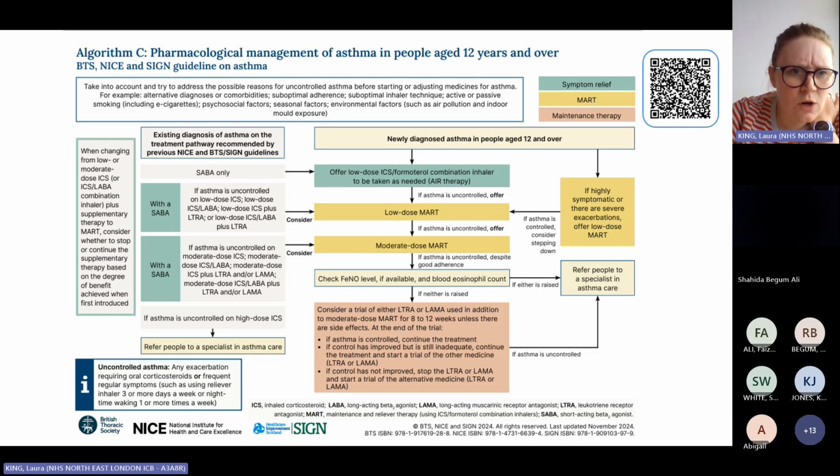Similarly, we've got a flow chart for those who are already at the point of guidelines, because, of course, there are plenty of children with asthma, with an existing diagnosis, from before the new shiny guidelines came out. So it's almost like a switching guide. If they're on salbutamol only, which no one should be these days, we offer AIR therapy. If it's uncontrolled on low dose ICS or low dose ICS LABA, essentially the lower steps, we consider low dose MART. And again, onwards with the relative things.